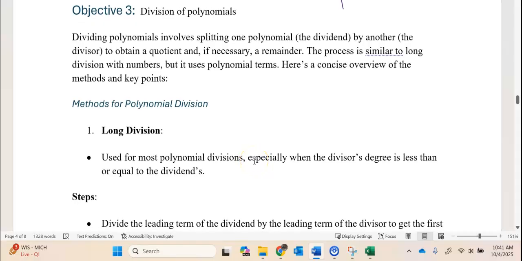Okay. So before we dive into these things, we're going to need to learn how to divide. So we'll cover that in the next video.